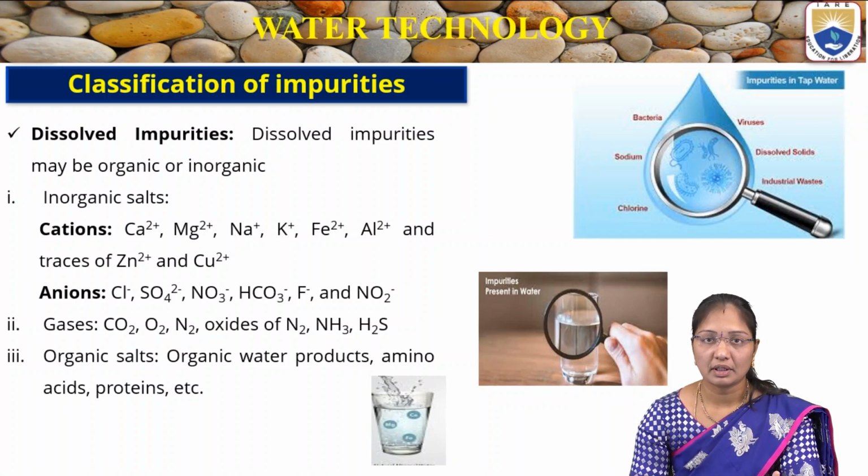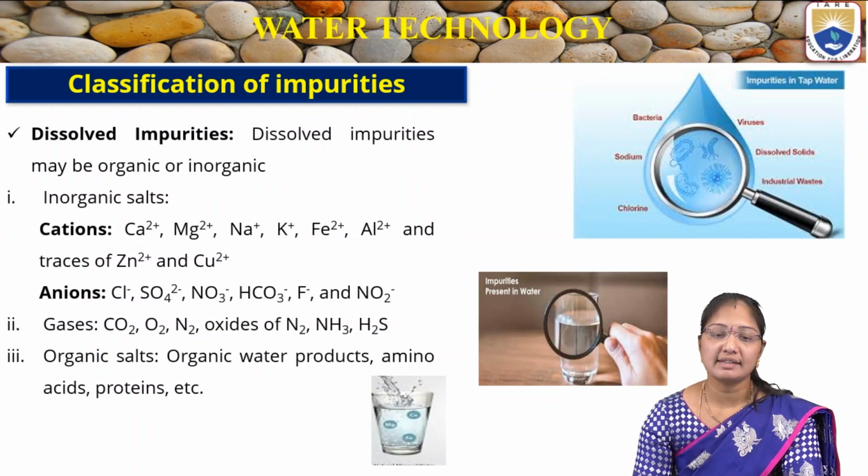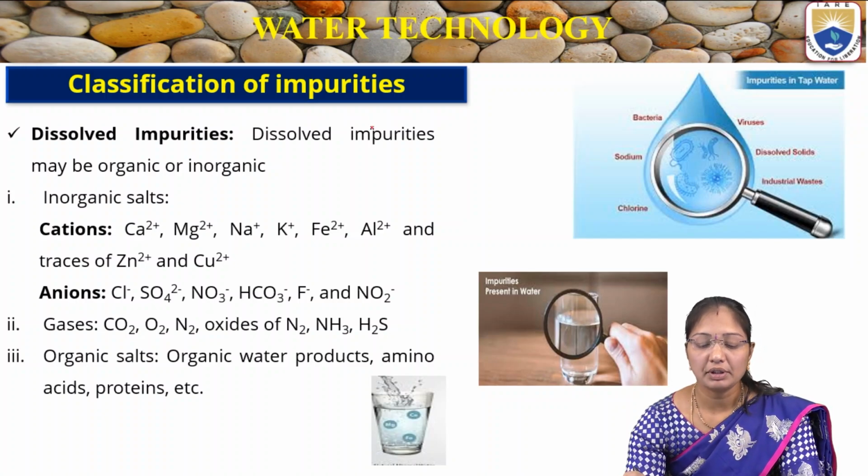So the impurities are going to be present in the water. How are we going to classify these impurities? The first thing is dissolved impurities. Dissolved impurities may be organic or inorganic.